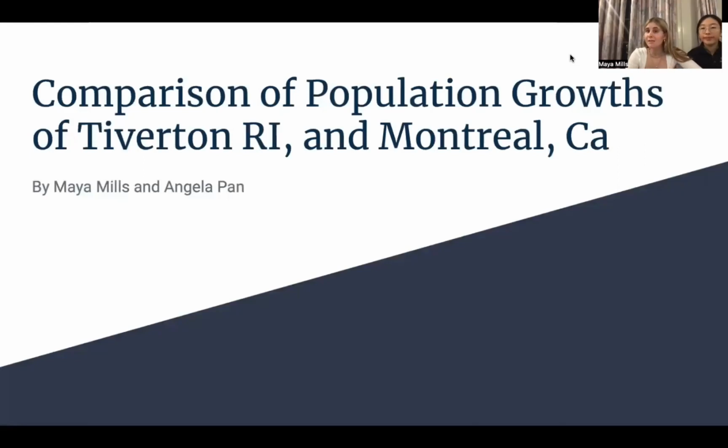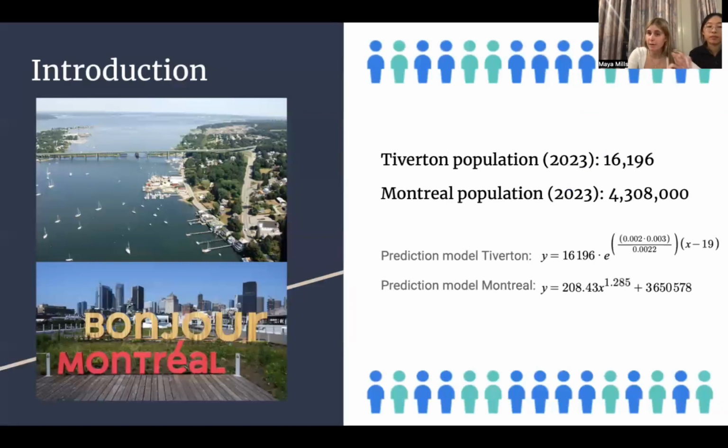Hello, we are two students in the Math 135 class at the University of Toronto with a project of modeling population growth in our hometowns. My name is Maya and I am from Tiverton, Rhode Island. I'm Angela. I'm from Montreal, the second largest city in Canada. So the two populations are very, very different size-wise. Tiverton has less than 17,000 people living in it, while Montreal has over 4 million.